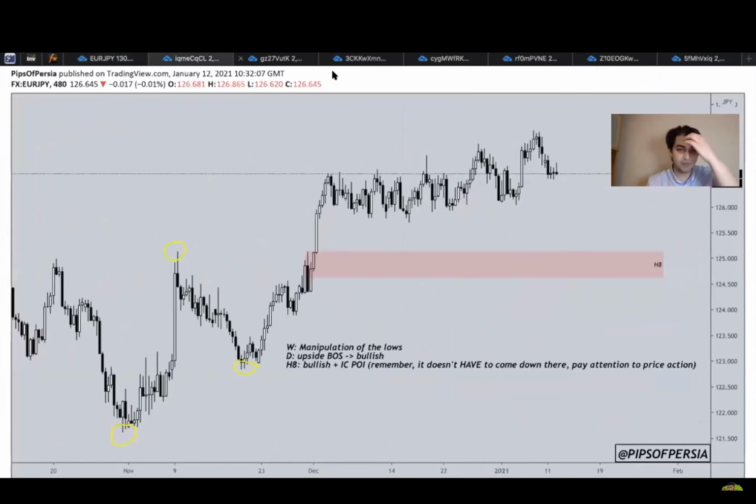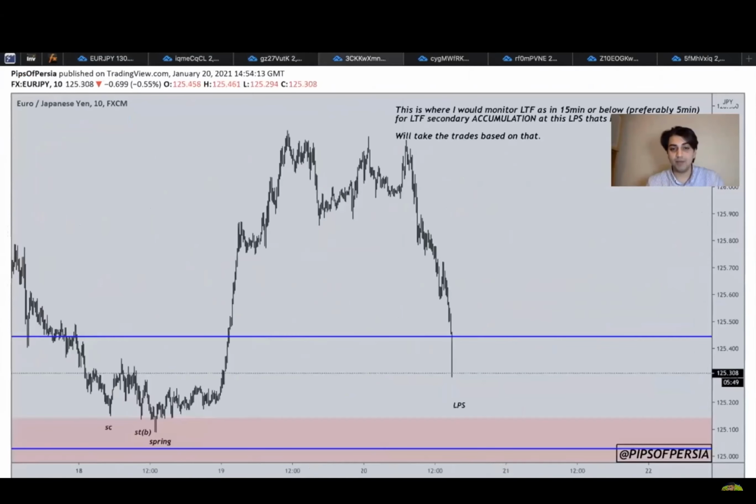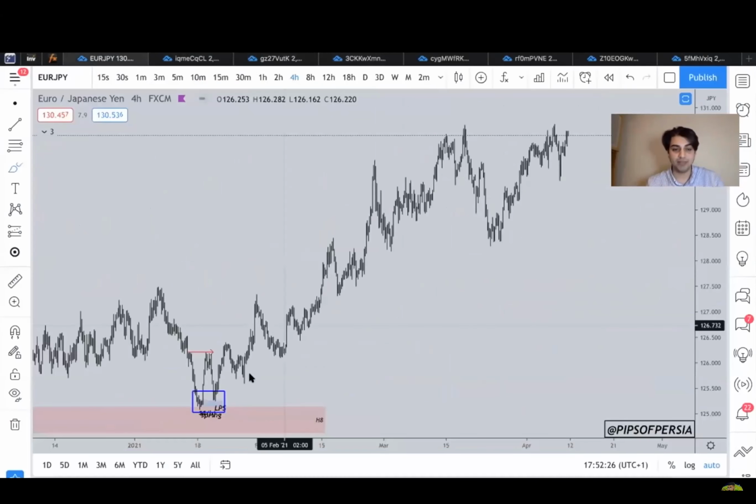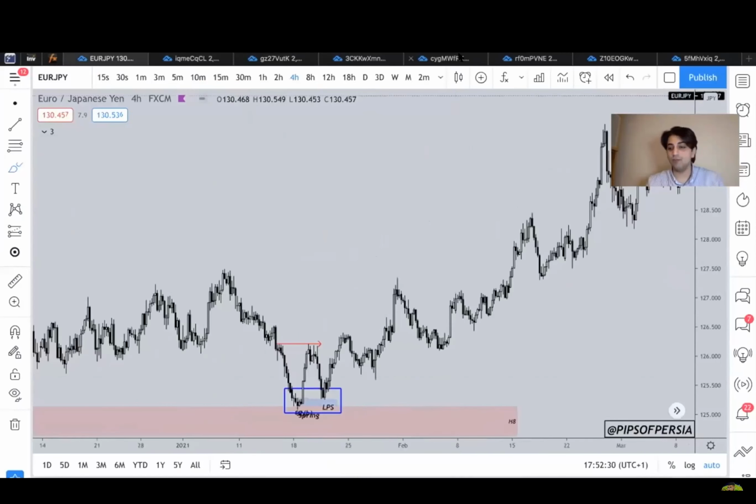Now, this is Euro JPY. So right over there, was hoping for a more defined accumulation, and then right back within. So this was literally where it came right back down to these areas of reaccumulation right over there, and it took off. Now, let me go ahead and move on to a couple more.